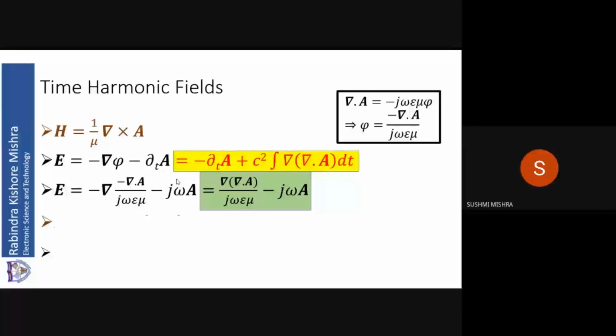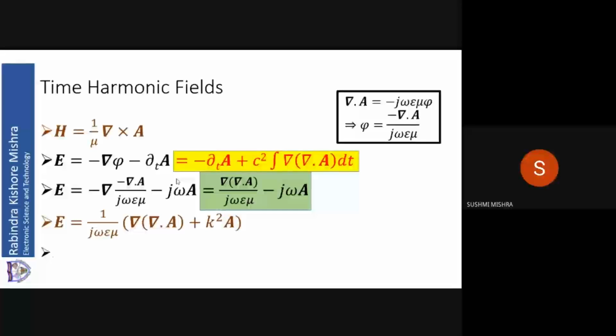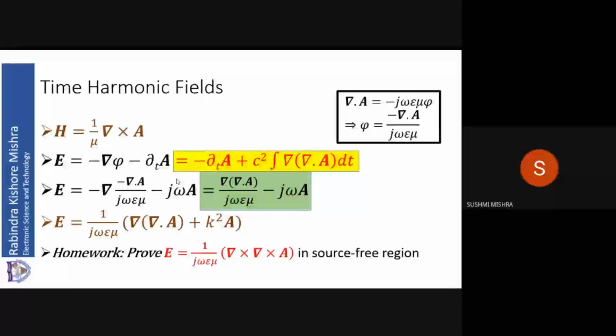So compare it with the upper one, the portion highlighted in yellow. Compare that with the portion highlighted in green. It is much easier. The greener one is much easier. It's a greener patch. Therefore, I can find E as E is equal to 1 upon j omega epsilon mu into gradient of divergence of A plus k square A. So that gives me E.